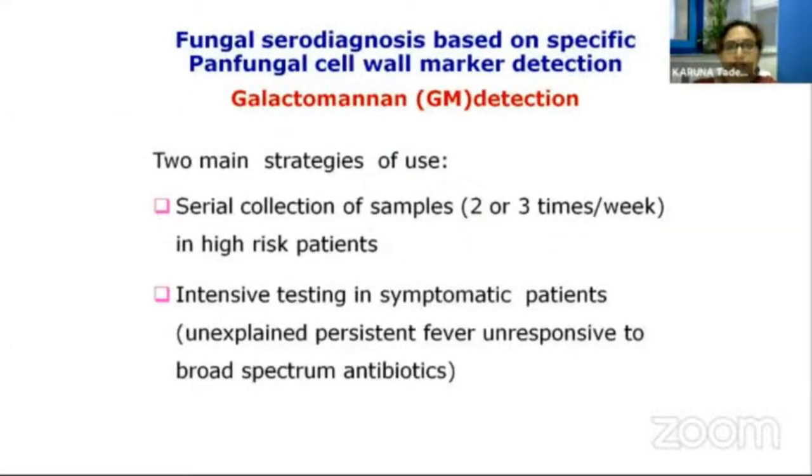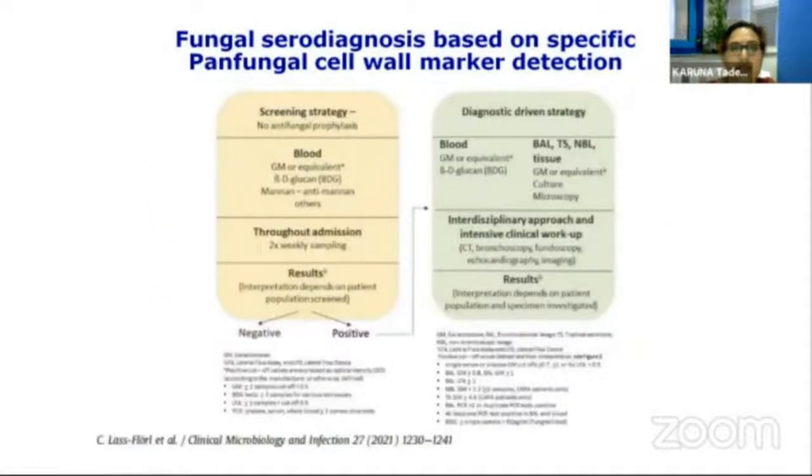Now, there are two main strategies that are important in most labs because these tests cannot be performed regularly. You have to prepare a strategy if you are going to start: on which day you will do the beta-D-glucan test, and on which day you will do galactomannan. For symptomatic patients or high-risk patients, serial collection of samples is required, 2 or 3 times per week. And intensive testing in symptomatic patients has to be done where unexplained persistent fever or unresponsiveness to broad-spectrum antibiotics has been observed.